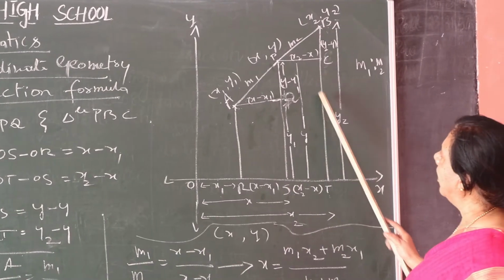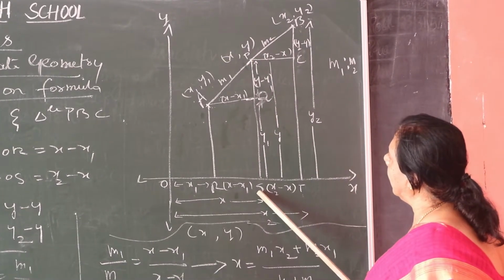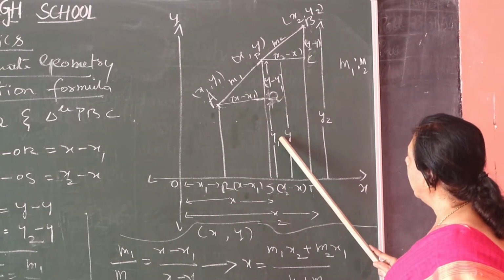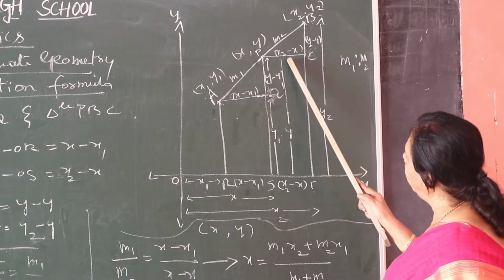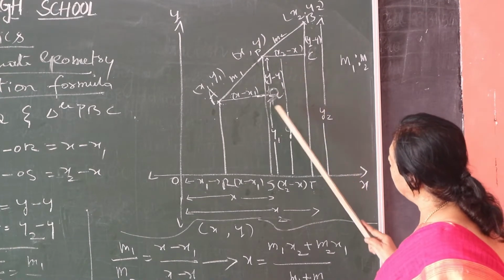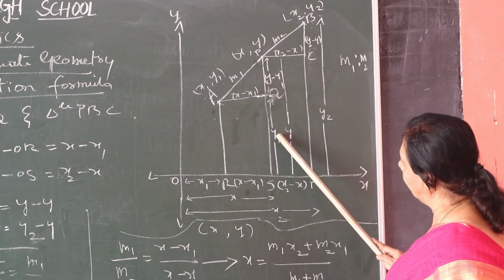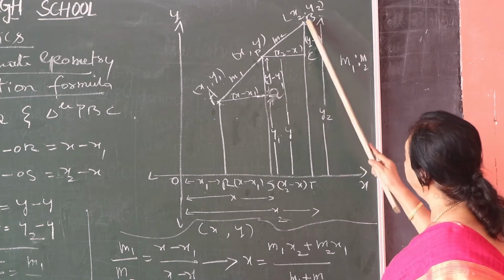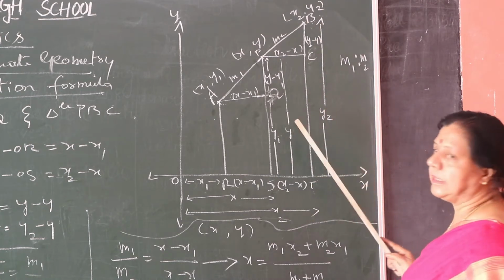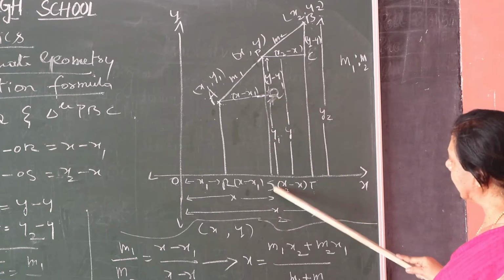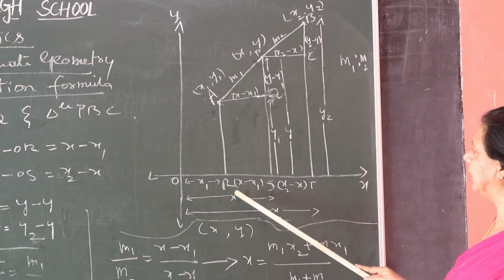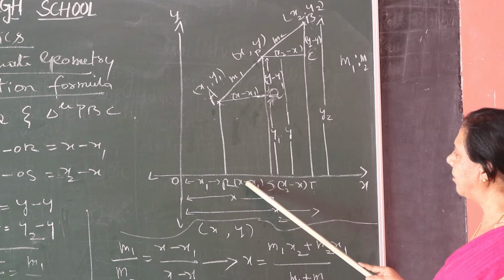Now let us go for y. QR is y1. PS is y. BT is y2. Once again I will repeat: AR is y1, PS is y, BT is y2. So the distance of RS is x minus x1.